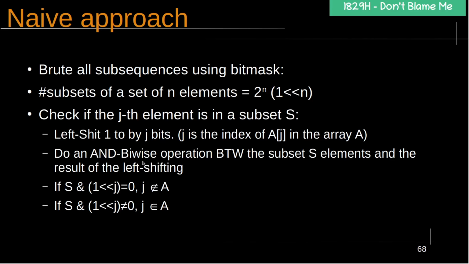Do an AND bitwise operation between the subset S and the result found from the left shift. And we check if S AND the left shift of 1 by j bits is equal to 0. So it means that j is not in the subset. Otherwise, j is in the subset.